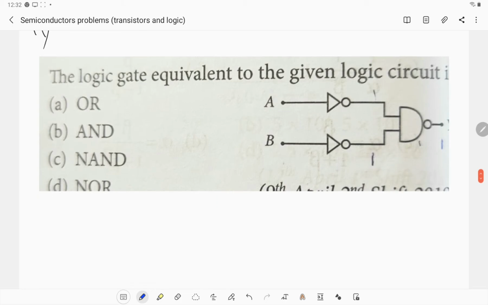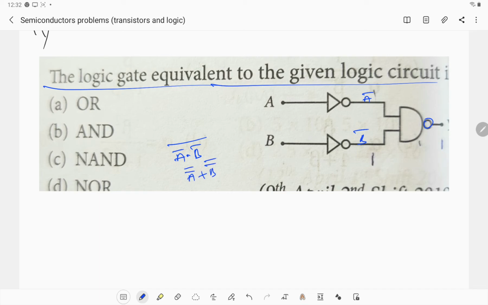Next, 14. The logic gate equivalent to the given circuit. Here is A, this is NOT gate, this is A bar, this one is B bar. This is NAND, meaning output is A bar dot B bar, and another NOT gate has a whole bar. Therefore, according to De Morgan's theorem, here is dot, we have to write plus. A bar becomes A double bar plus B double bar. A double bar means A, therefore A plus B. Inputs are A, B, output is A plus B, therefore this is nothing but OR gate.